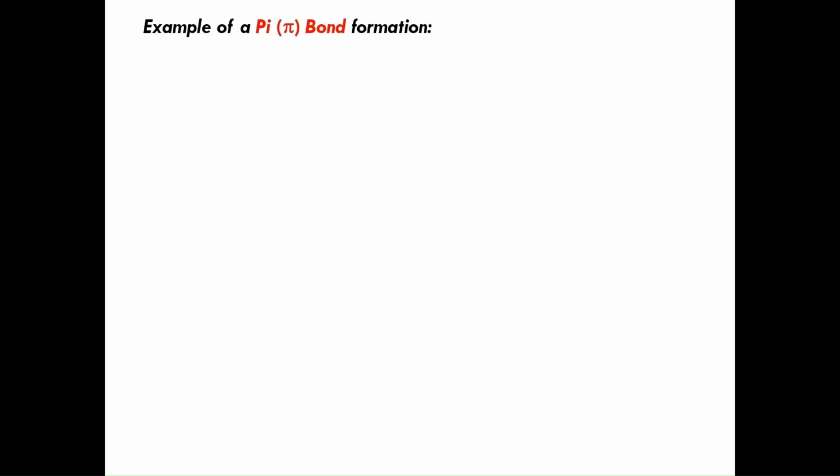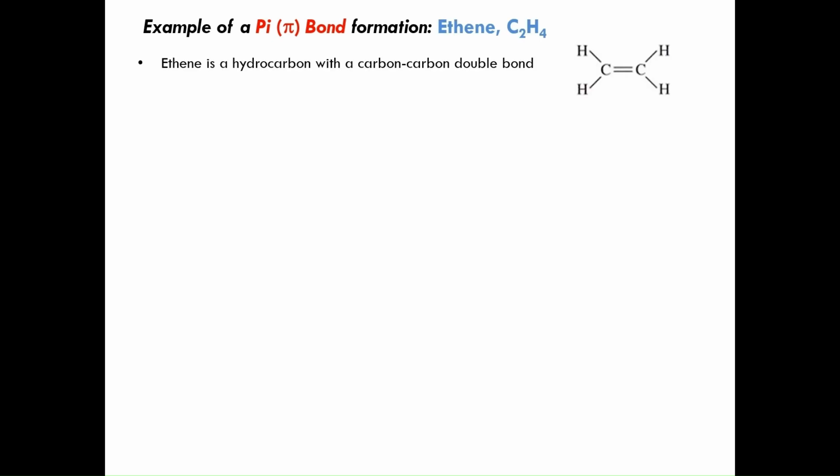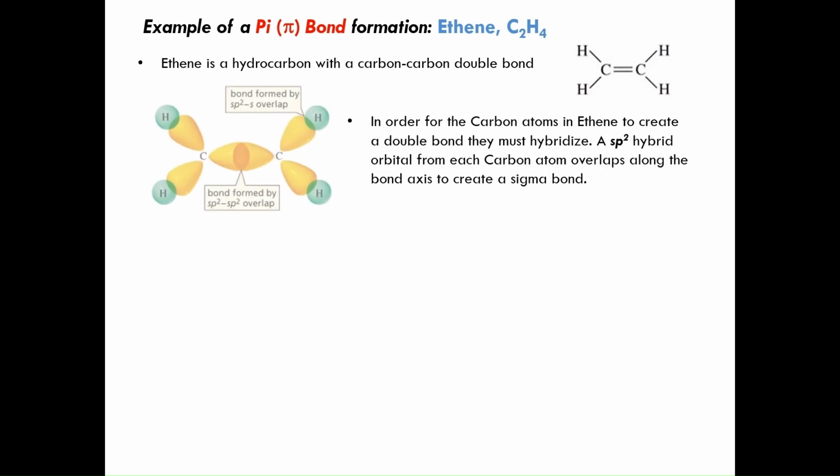An example of pi bond formation can be seen in the molecule ethene, C2H4. Ethene is a hydrocarbon with a carbon-carbon double bond. In order for the carbon atoms in ethene to create a double bond, they must hybridize. The type of hybridization these two central carbon atoms undergo is sp2 hybridization.